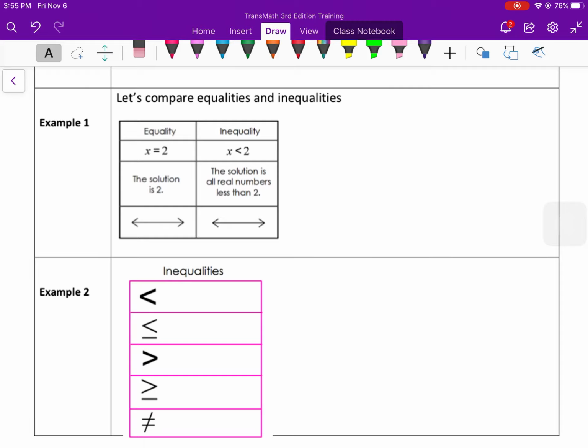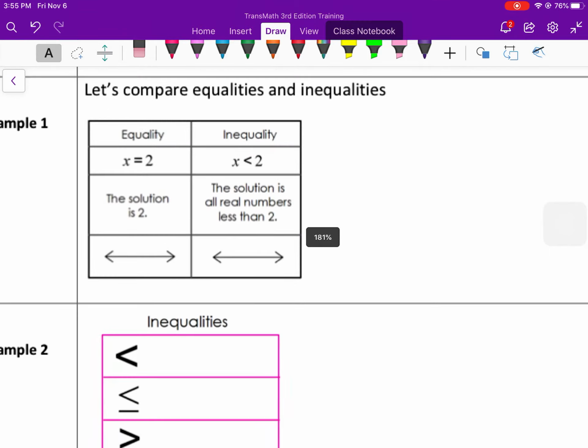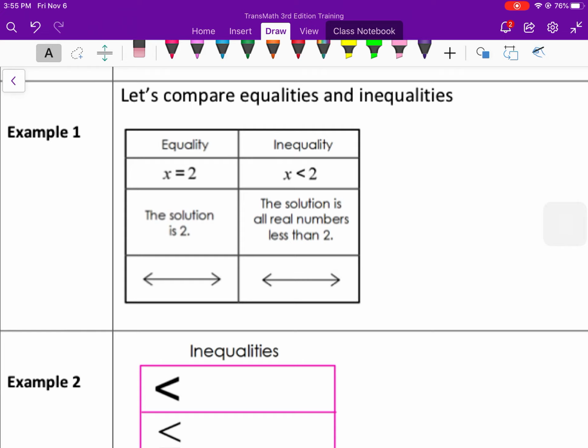Okay, so inequalities. Let's compare inequalities and equalities first. An equality is when it has an equal sign, like x equals 2. That means that there's one solution, and the solution is 2. On a number line, when you graph an equality, x equals 2 is just that spot right there at 2. An inequality has an inequality symbol instead of an equal sign.